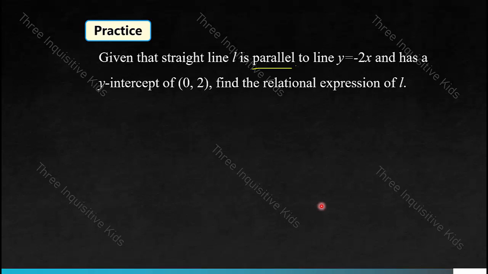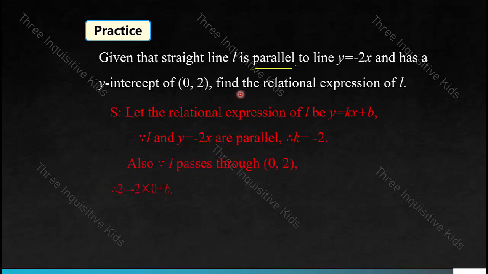So we have the y-intercept, or b, but what about k? What in here hints at k? That would be this word parallel, because parallel means their increasing speed, their slope, is the same. So all we have to do is look at the slope of this function, which is negative 2, and we know that for this straight line L, its slope is also negative 2. Therefore, its relational expression would be y is equal to negative 2x plus 2.